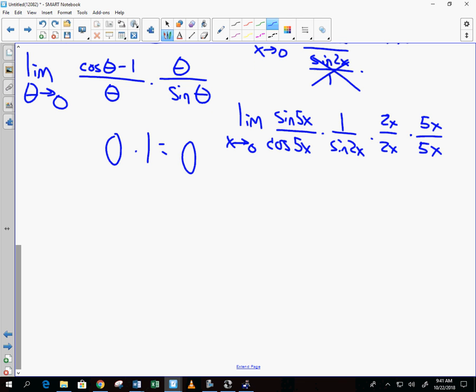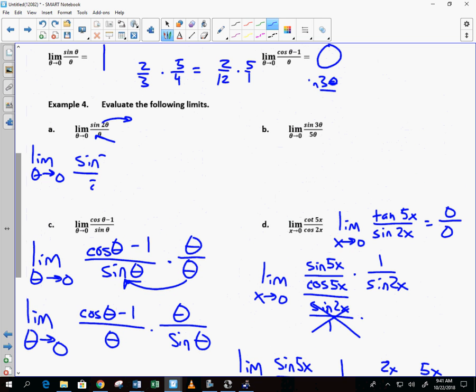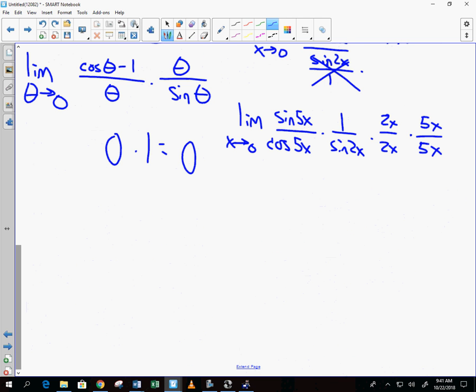So if you look at this situation right here, at the very beginning, when we first started out, does everybody understand why we went 2 over 2? Because what did you want in the denominator? You wanted 2 theta. You have a 2 theta here, you need a 2 theta there. Look at what you have here. You have a 2x. So what do I need here? A 2x.